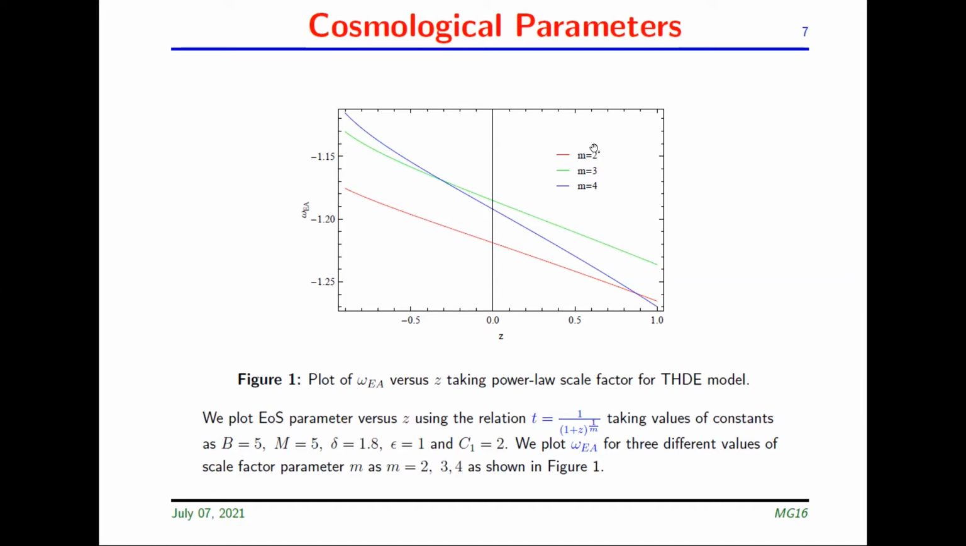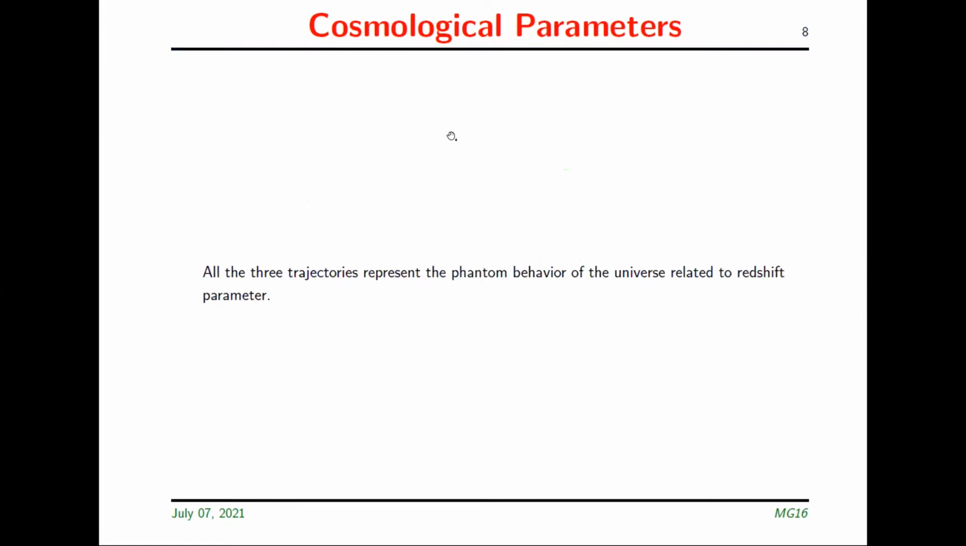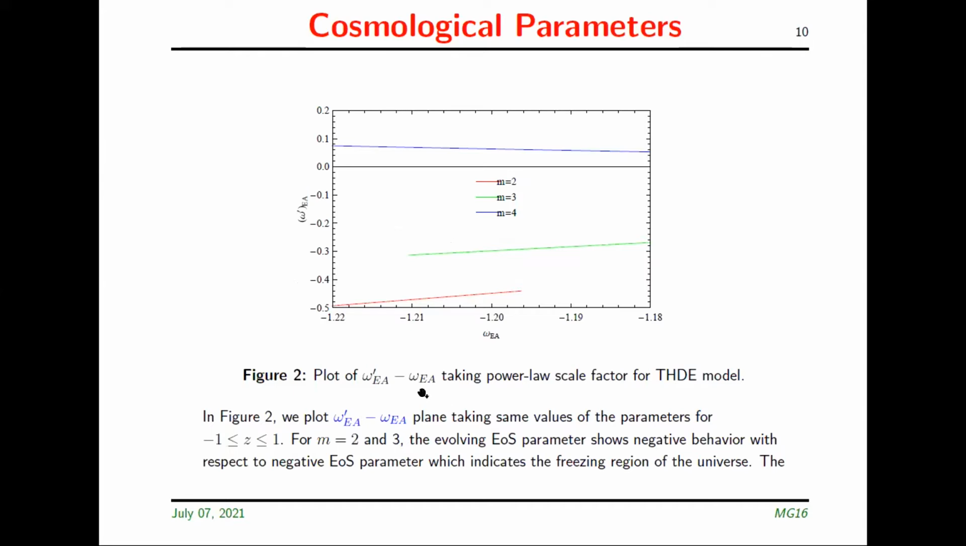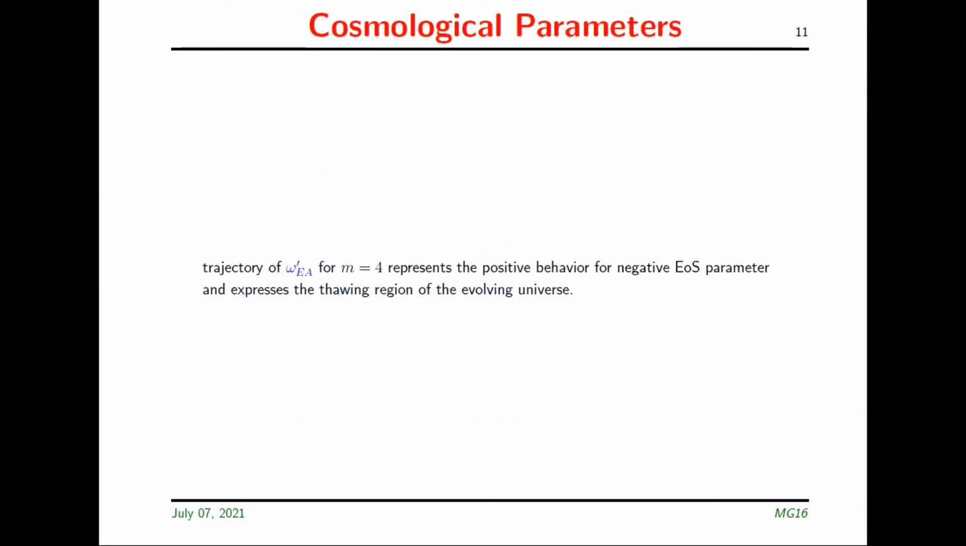So its evolution is given here, the equation of state parameter, and its plot is given here. Here is the thawing region, and here is the freezing region. For m equal to 4, we have the thawing region, and for m equal to 2 and 3, we have the freezing region. So in this case, we have obtained both regions for different possible values of m, which is the scale factor parameter.